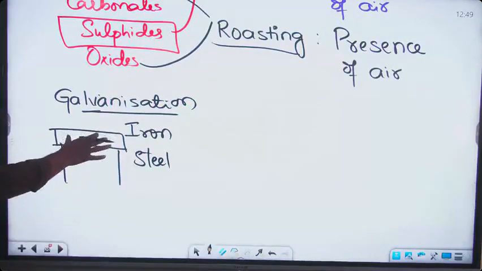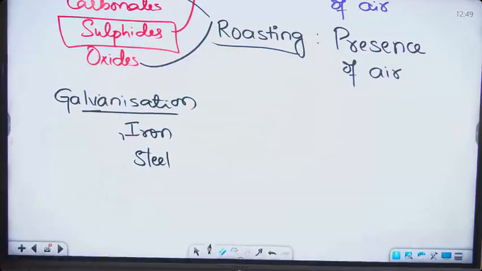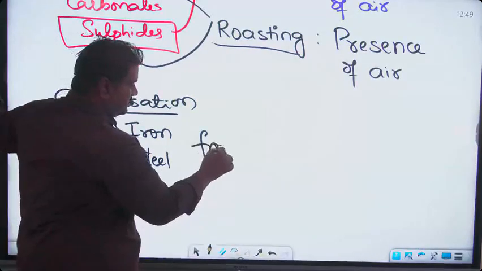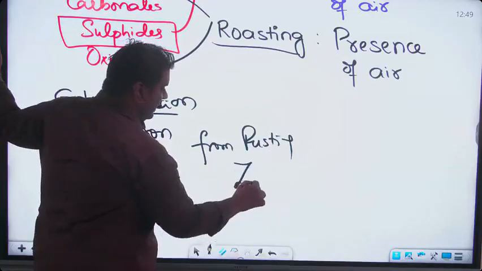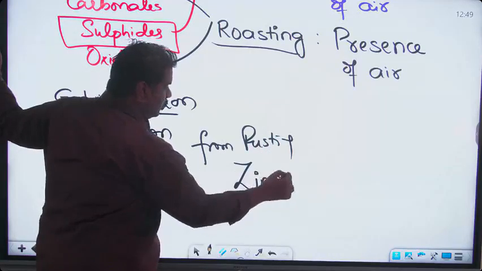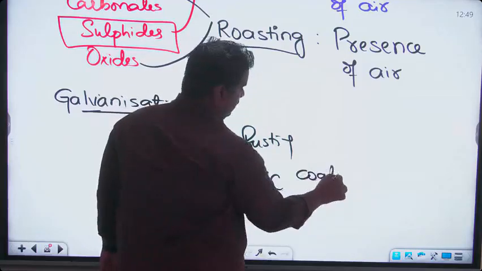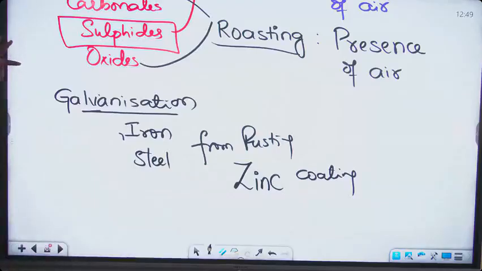Right, this particular part is completely made of metal, and it is made of steel. In that case, the steel should not form rust. So in order to prevent iron and steel from rusting, we use a layer of zinc coating on that. Zinc coating is used on iron or steel, and this process is called galvanization.